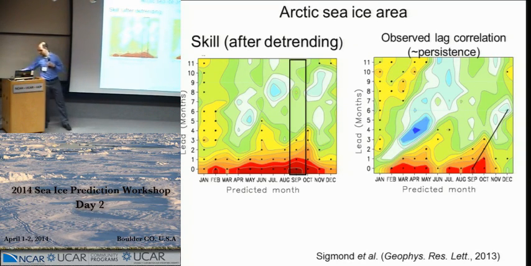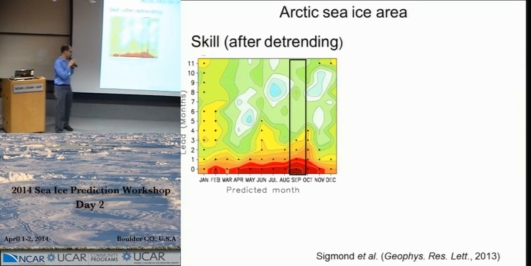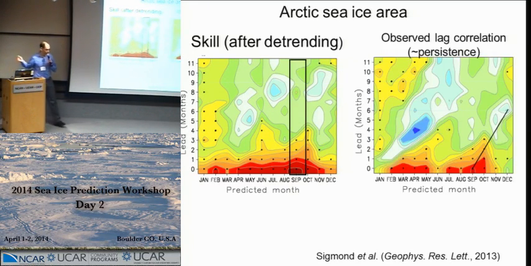So what Ed also highlighted was the high skill that we get for winter forecasts. So deviation from the trend can be forecasted skillfully almost up to a year in advance. And to understand that, you can compare the skill that we get to observed lag correlations or persistence. And you see some kind of correspondence between the two plots.